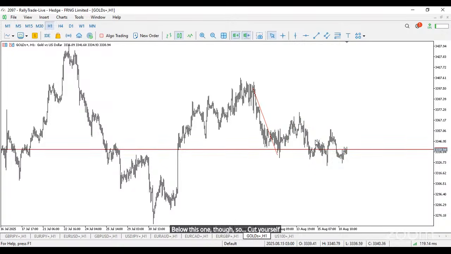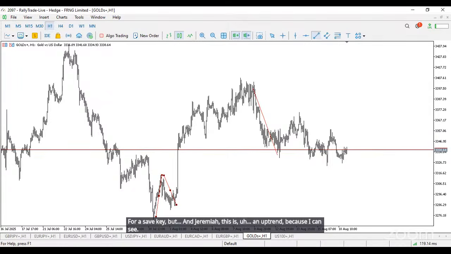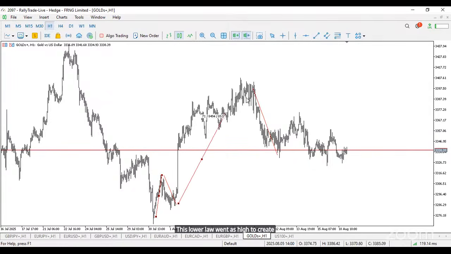Now, what about those of us who are saying, okay, but Jeremiah, this is an uptrend because I can see this lower low went as high to create this higher high.